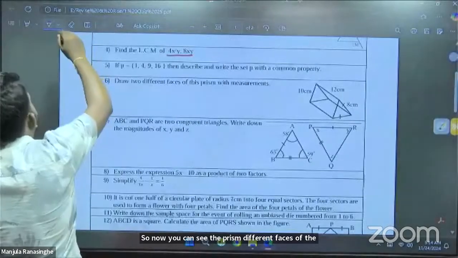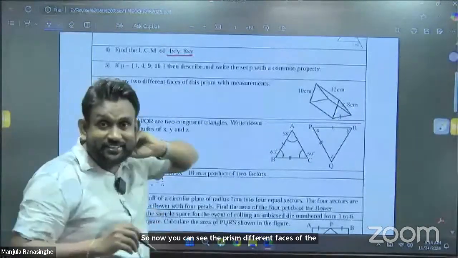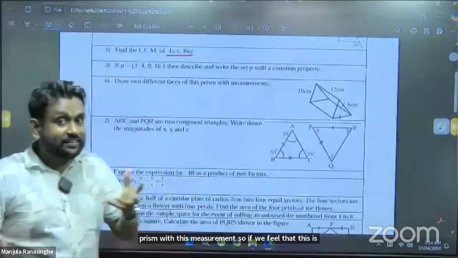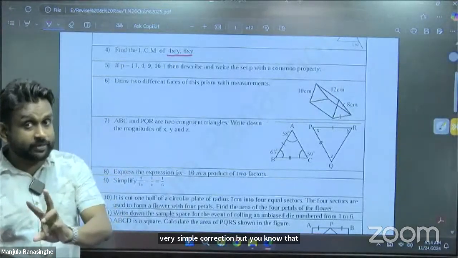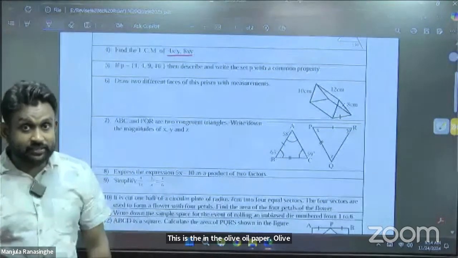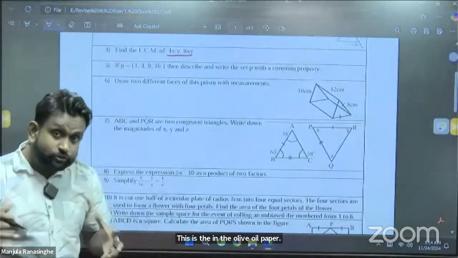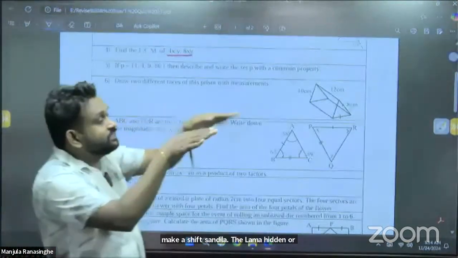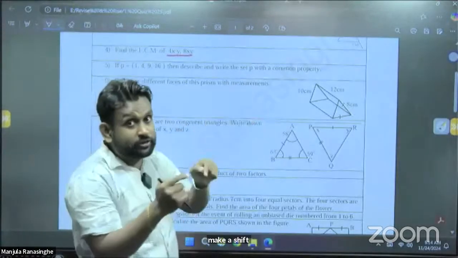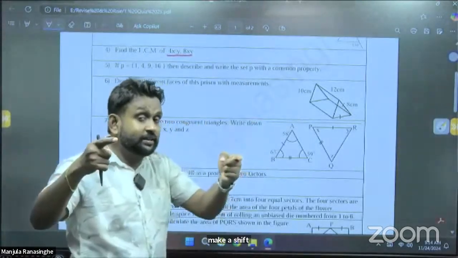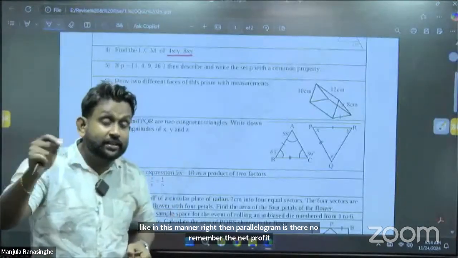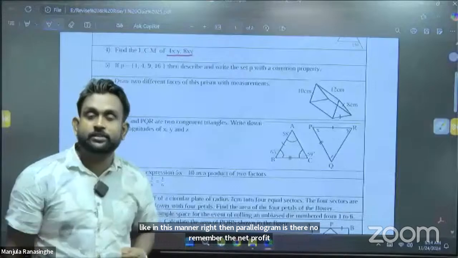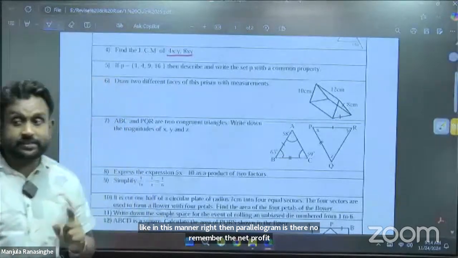So we may feel that this is a very simple question, but you know that this is there in the O-level paper. The students think that a prism is like in this manner, then a parallelogram is there. No, remember the net of it. The net says that two triangular faces and all the others are rectangles. Remember that, not parallelogram, rectangle.